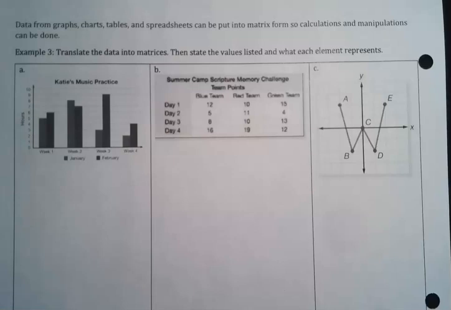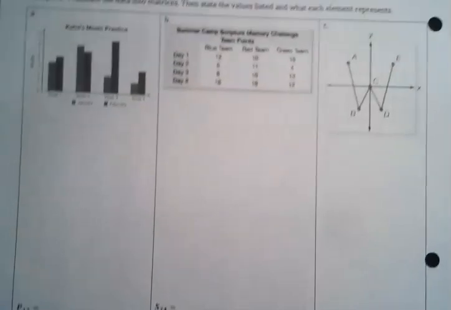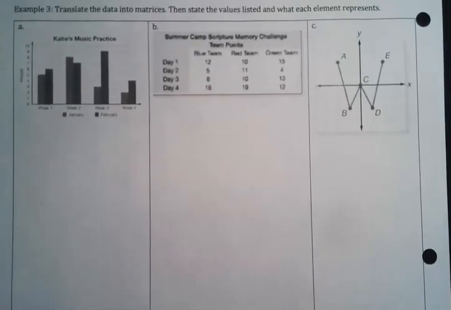So in example 3, we want to translate the data into matrices. Then we're going to state the values listed and what each element represents. Okay, so example A is a bar graph. It's kind of a little hard maybe to see there. But we've got this bar graph of Katie's music practice, and we want to translate it into a matrix. So first of all, we need to name the matrix. You could name it K for Katie, M for music, P for practice.